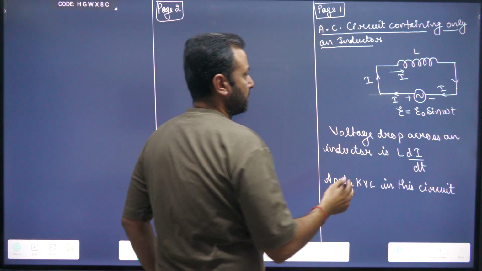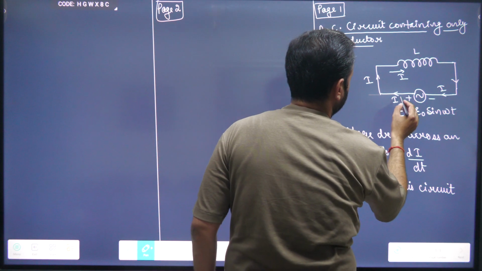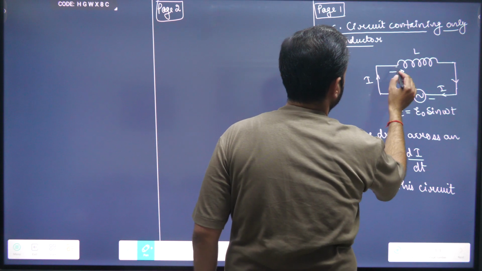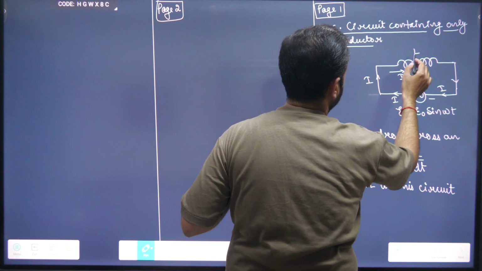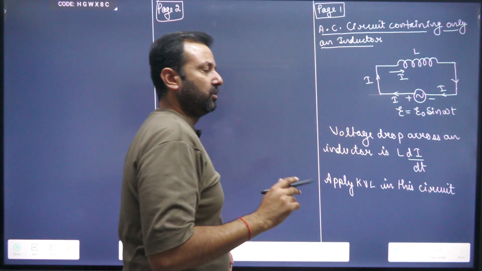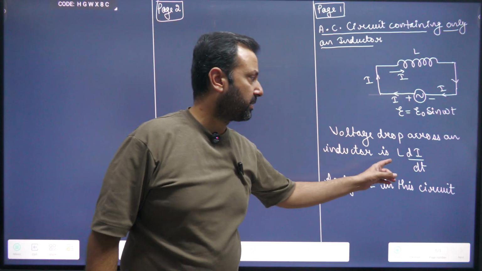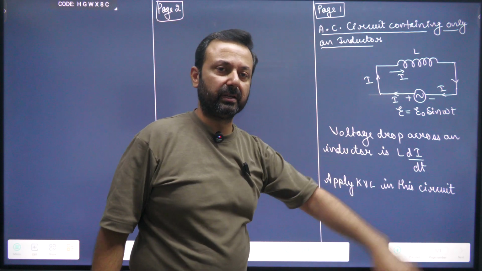Apply KVL in this circuit. So I am starting from this point: no component, no component, no component. Now the component is inductance. And what is the voltage drop across an inductance? Voltage drop across an inductance is L di by dt.